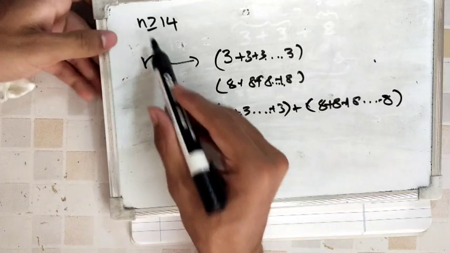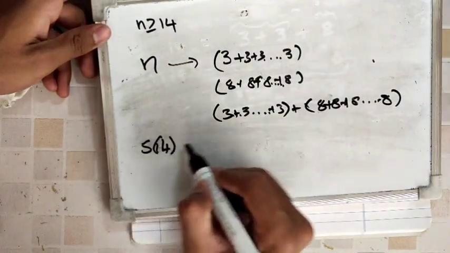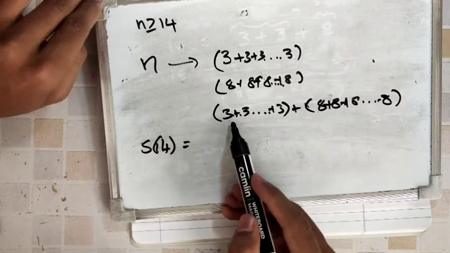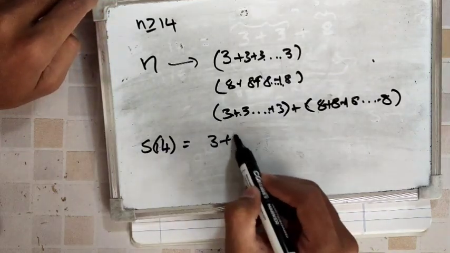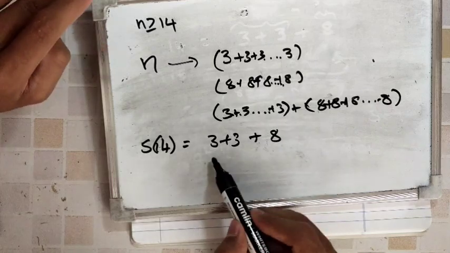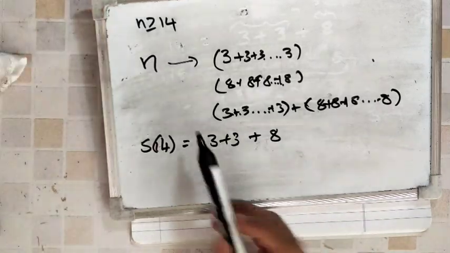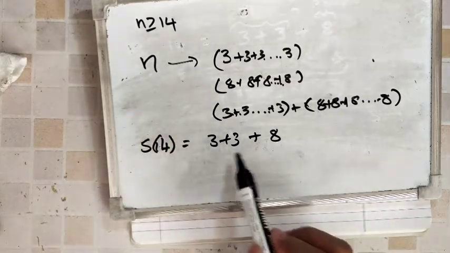Now since n is greater than or equal to 14, I will assume S of 14. So how can I write 14 in terms of only 3 and 8? It is 3 plus 3 plus 8, understood, right? So how many times is 3 there? 2 times. How many times is 8 there? 1 time. So in this given S of k, okay, I got this.